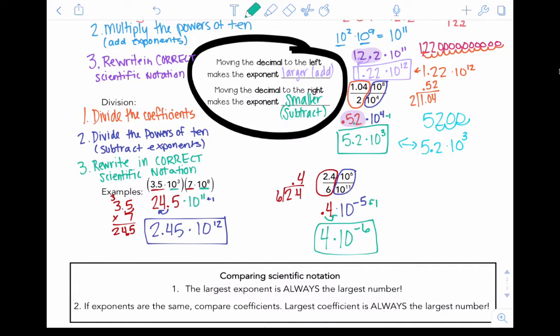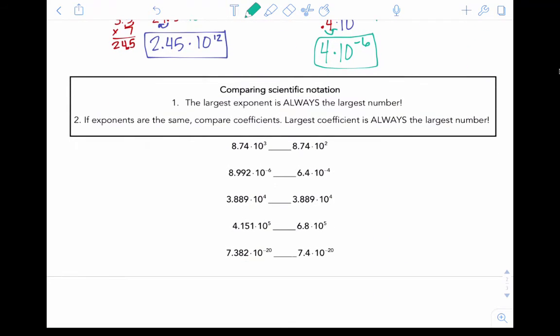There is just one more part to this section, and that is comparing scientific notation. With comparing scientific notation, we're just saying which number is larger between the two of them. We have 2 rules. Our first rule, and this is the main one, is you always look at the exponent first. The larger exponent is always the larger number. Rule number 2 is if the exponents are the same, then you compare the coefficients. So if you have to compare the coefficients because the exponents are the same, you're going to take the number with the larger coefficient. That's going to be the largest number.